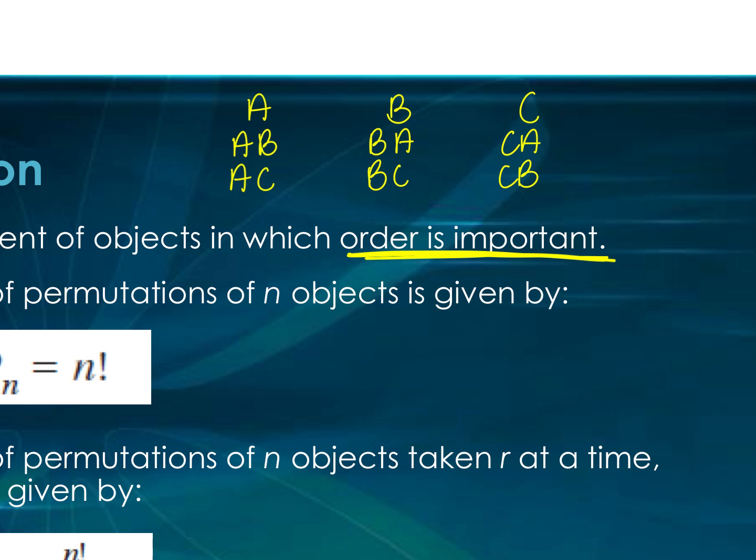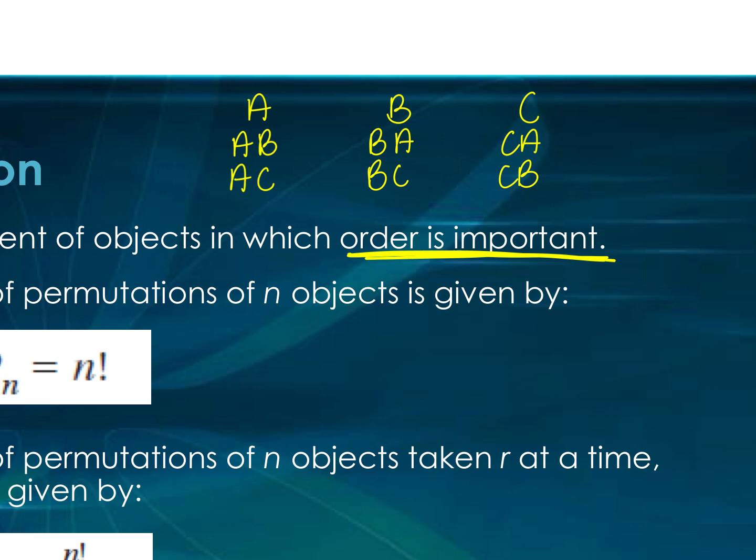Okay, permutation, order is important. So what does that mean? That means if I'm looking at this, AB and BA are different. Okay, AB and BA are 2 different ordered pairs, if you want to call it. With combination, they would be considered the same. AB is the same as BA. So for permutation, I'm going to have more outcomes, okay, because order is important. Order does matter. Again, BC and CB, those are two different orders.